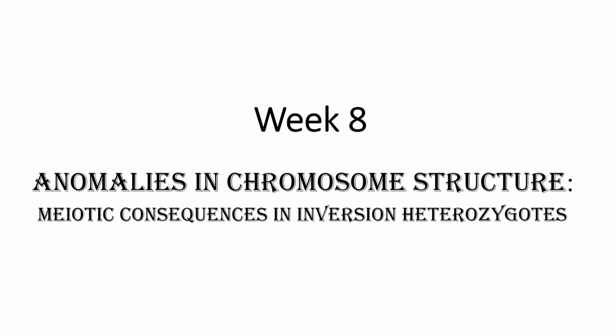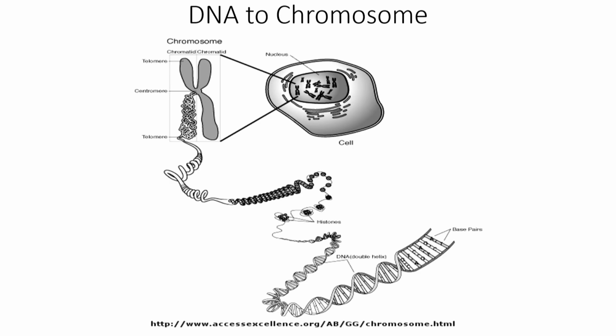In my last lecture, I did talk about anomalies in chromosome structure. Today, the topic remains the same, but a little bit more: meiotic consequences in inversion heterozygotes. In my last lecture, I did show a picture of a chromosome. This picture remains the same: the chromosome contains DNA with histones, packed and supercoiled, finally making the chromosome.